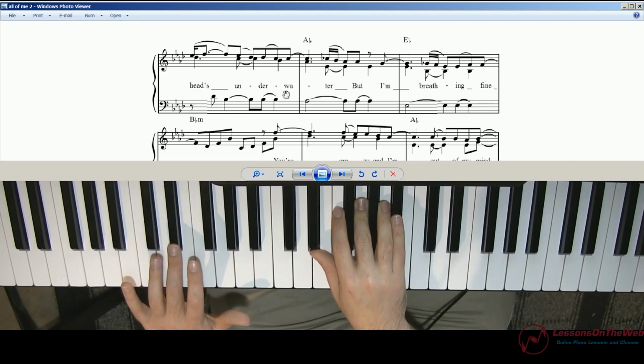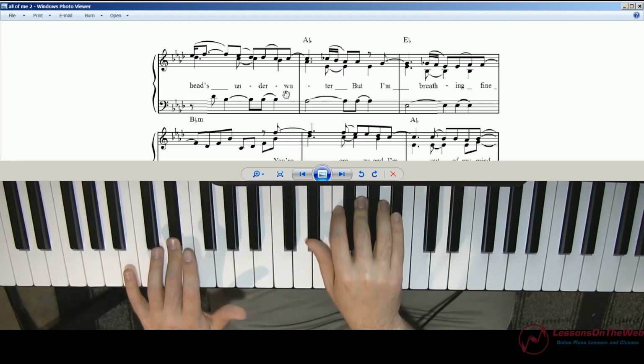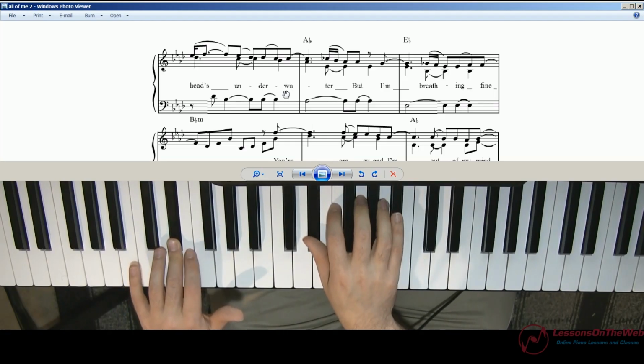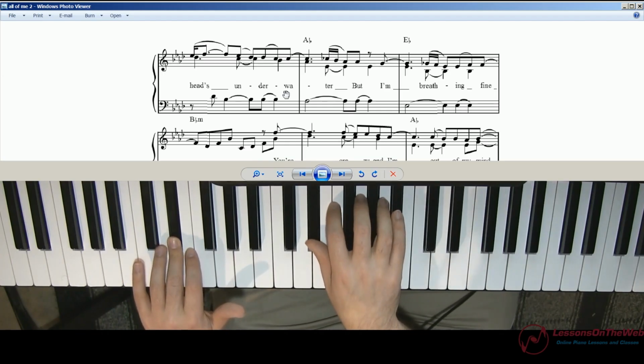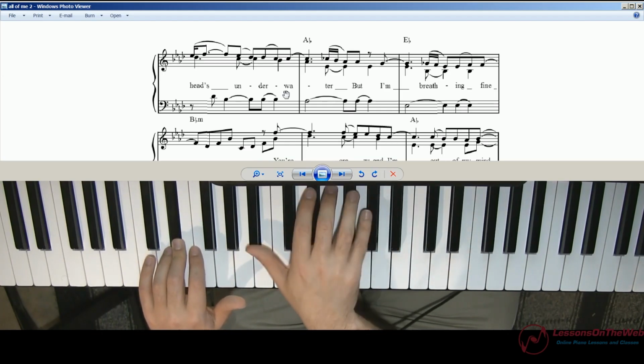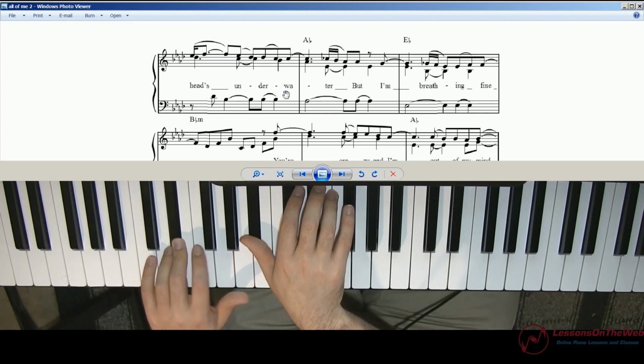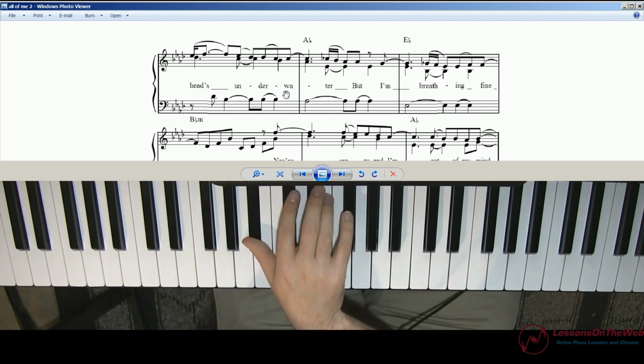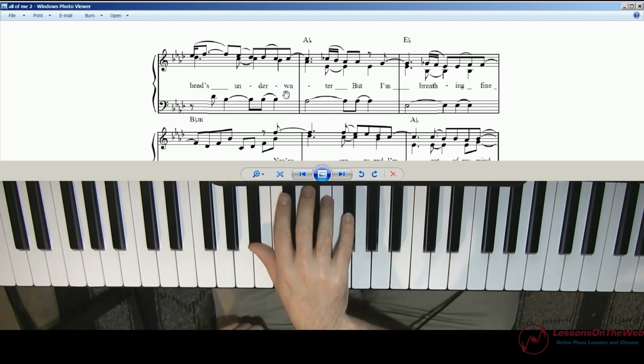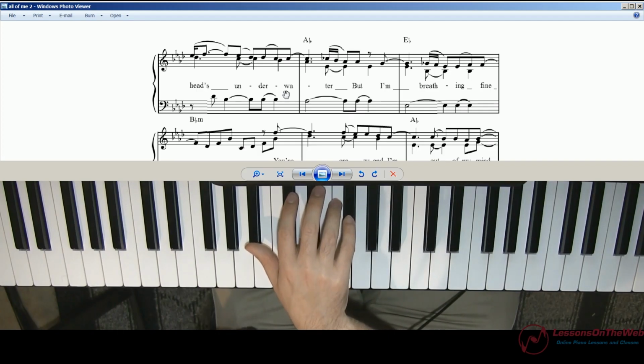Now you move on to the next measure. You have E flat with your right hand, and E flat with your left. And then for "breathing," you're going to have B flat with your thumb in your right hand, and then G flat, the first G flat above middle C, with the top of your right hand. So you hit those at the same time.